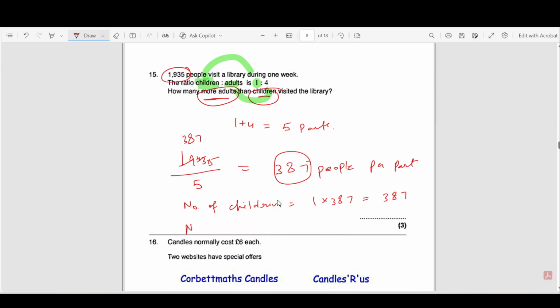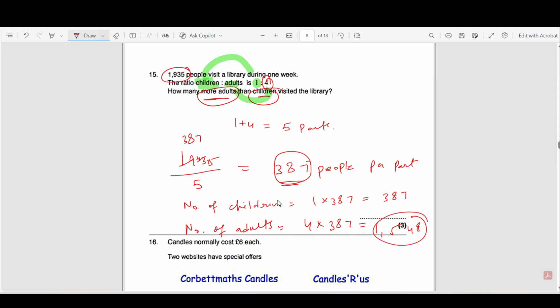To get the number of adults, adults are 4 parts, so you times this, because this represents per part. 4 times 387. If we multiply, we get 1548, and that's our answer.